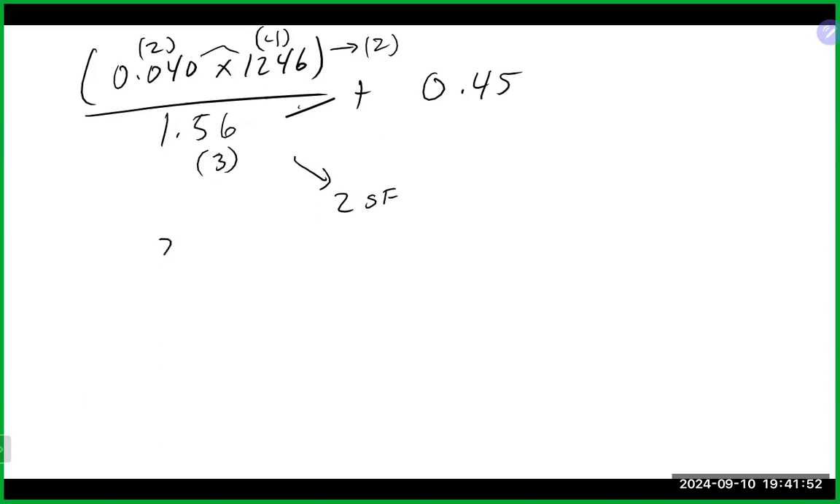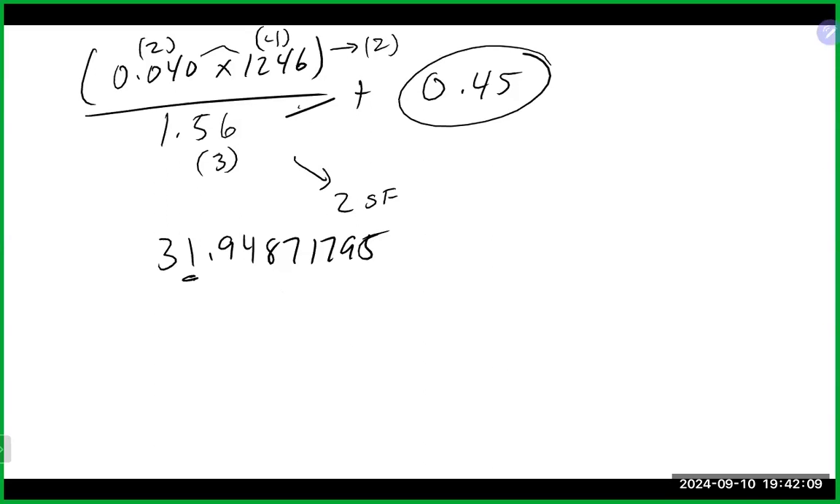Technically speaking, 31.94871795. That's a lot of numbers. But really, this guy should end right about there, right? At about 32, which is 2 significant figures. Yeah. So if you want to round, you could at this point, because the next thing we're going to do is add, or you can just add it if you want, whatever you want to do.